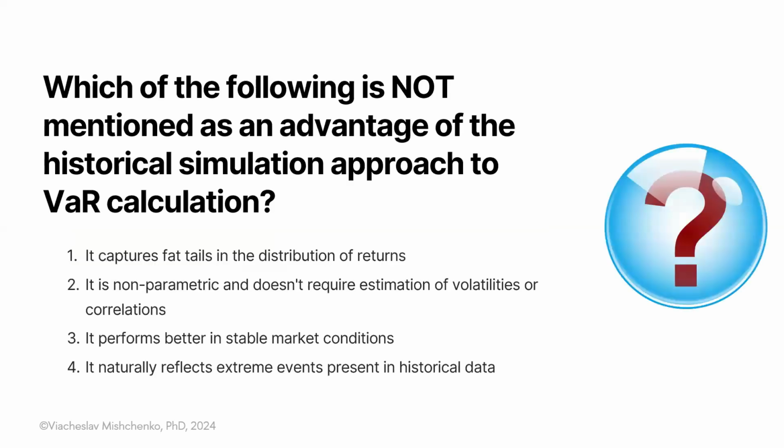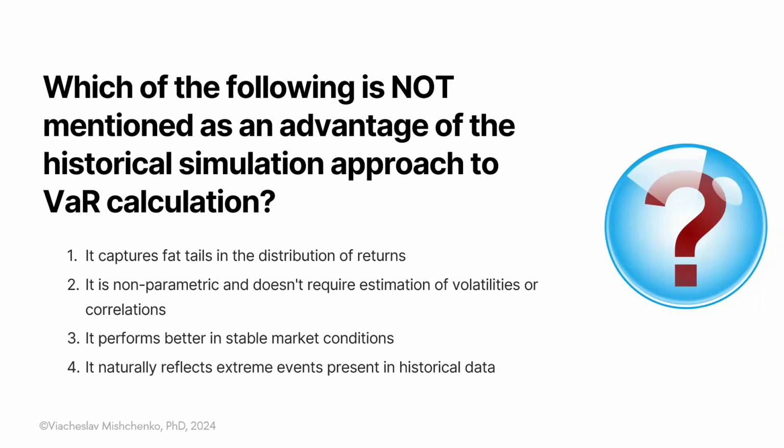So we have come to the first question. Which of the following is not mentioned as an advantage of the historical simulation approach to value at risk calculation? Please select one of the answers and write it down in the chat. I will give you, say, 3 minutes to do that. Okay, great. I can see your answers, and this answer is correct. Yeah, that's right.